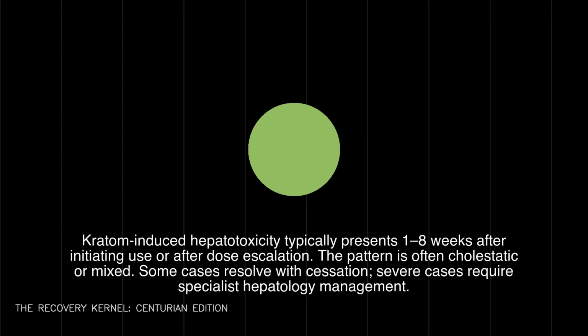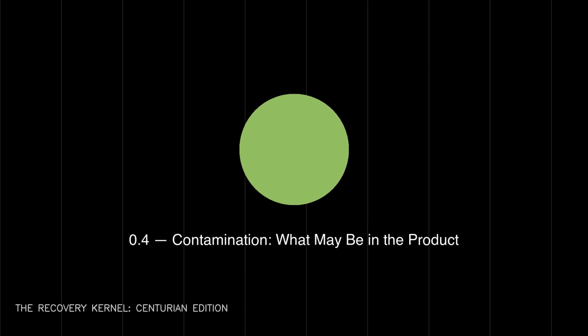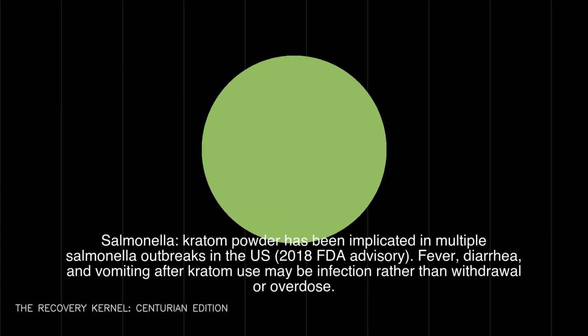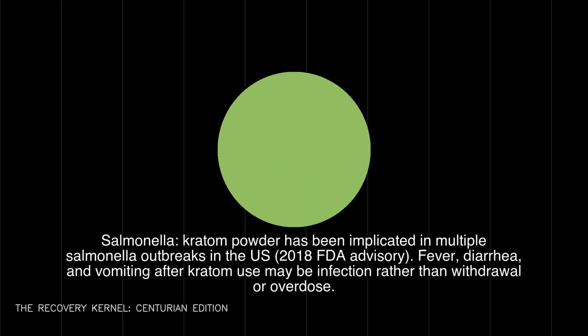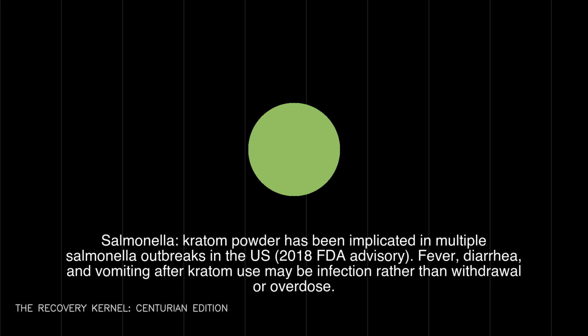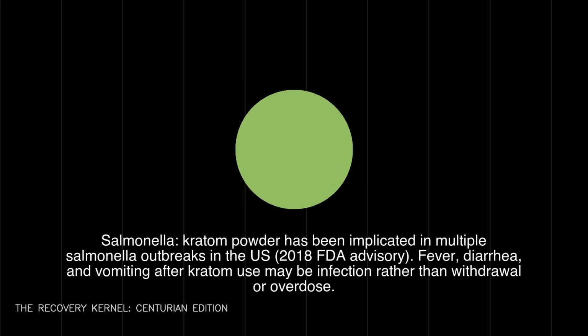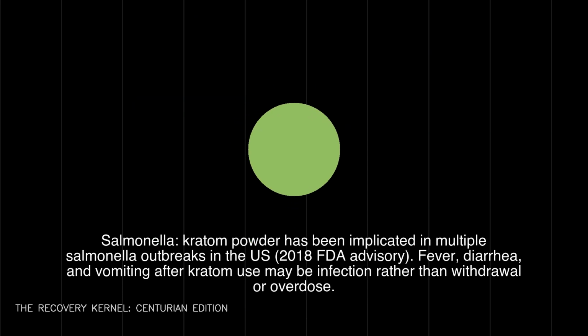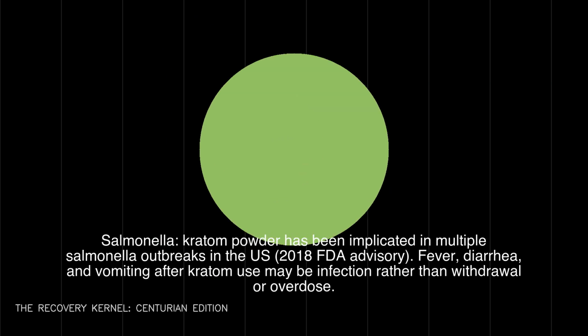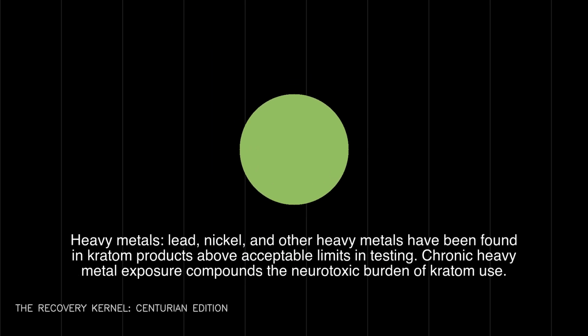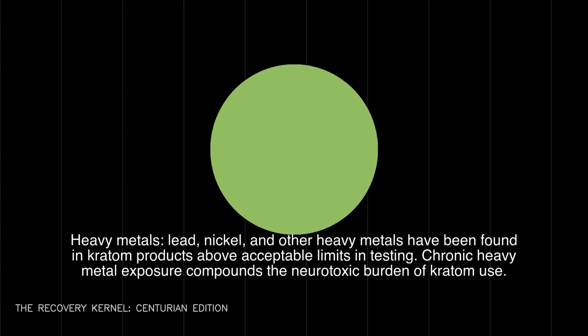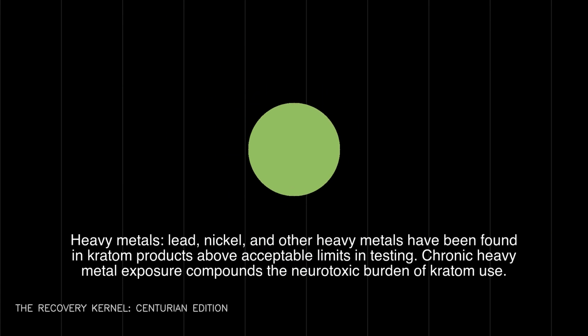0.4 Contamination, what may be in the product. Salmonella. Kratom powder has been implicated in multiple salmonella outbreaks in the U.S., 2018 FDA advisory. Fever, diarrhea, and vomiting after kratom use may be infection rather than withdrawal or overdose. Heavy metals: lead, nickel, and other heavy metals have been found in kratom products above acceptable limits in testing. Chronic heavy metal exposure compounds the neurotoxic burden of kratom use.